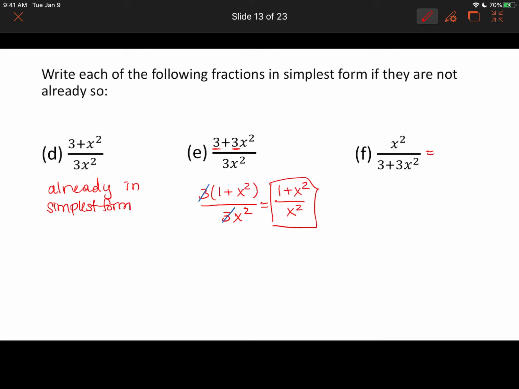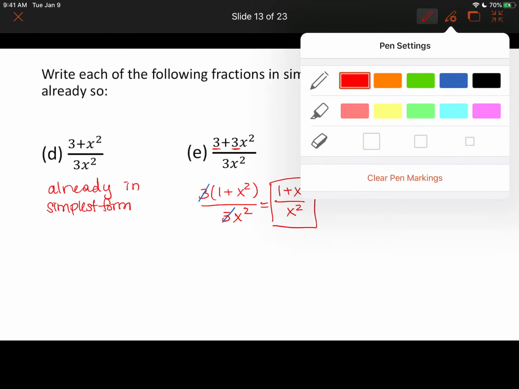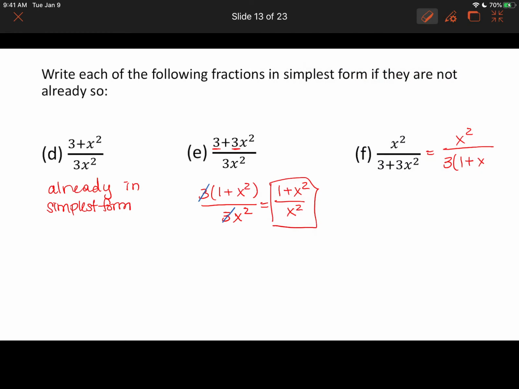And finally for F, the top is just x squared. On the bottom I could pull a 3 out again, and I'm left with 3 times (1 plus x squared). Let me clean that up a little. But here, that's as far as I can factor the denominator and the numerator. And they have no common factors, right? They have no common factors here. So there's nothing else that I can do. There's nothing to cancel. So this is also already in simplest form.